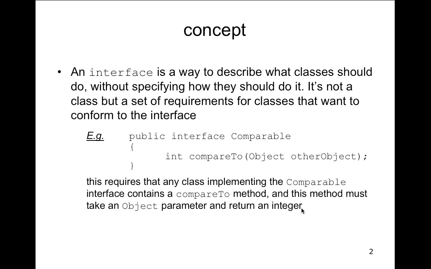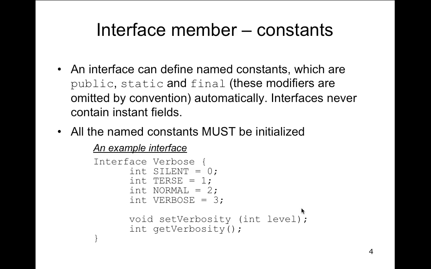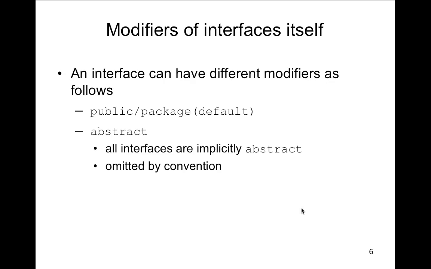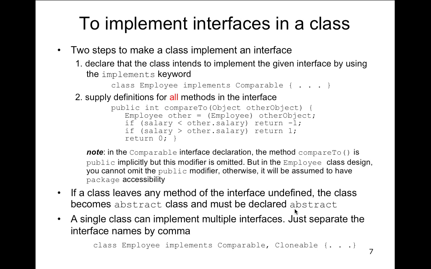So if you're using this interface, in the implementation, you actually have to provide the same method header, which means it has to take object, other object. And then you fill in the method body. And then all of a sudden you basically have implemented the interface.